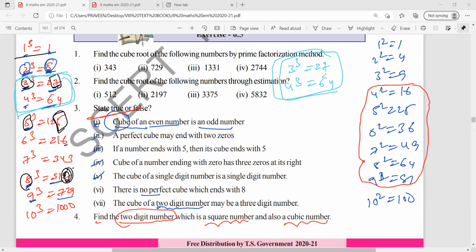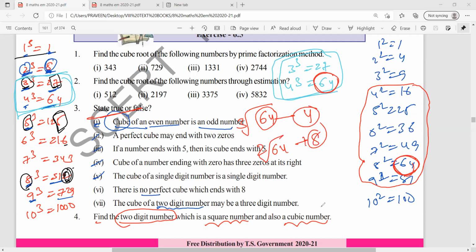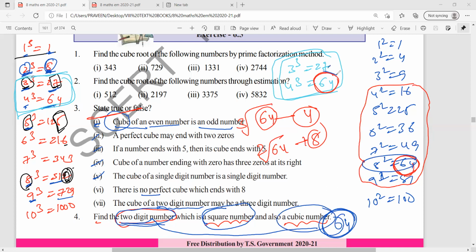Out of these, which is the common number? Two digit number 64. 64 is common. So 64 is a number which has a perfect cube root 4 and a perfect square root 8. The answer is 64. It is a two digit number, and they want only a two digit number. 8 square is 64, and 4 cube is 64. Now it's no doubt at all. I hope you got very clear.